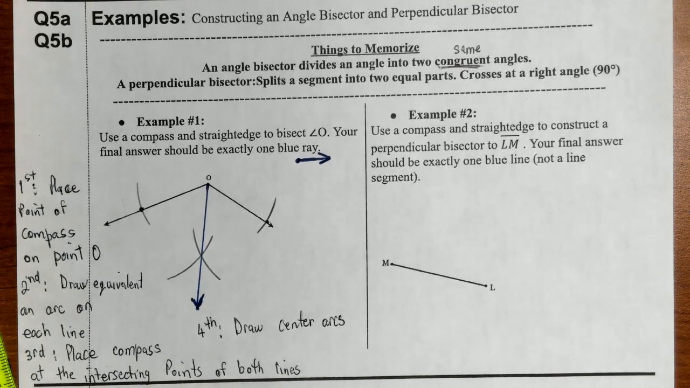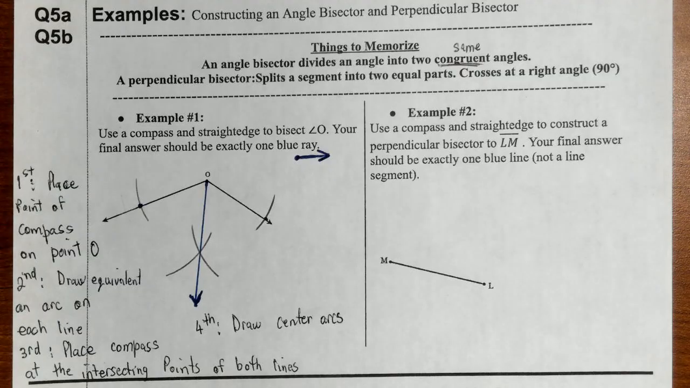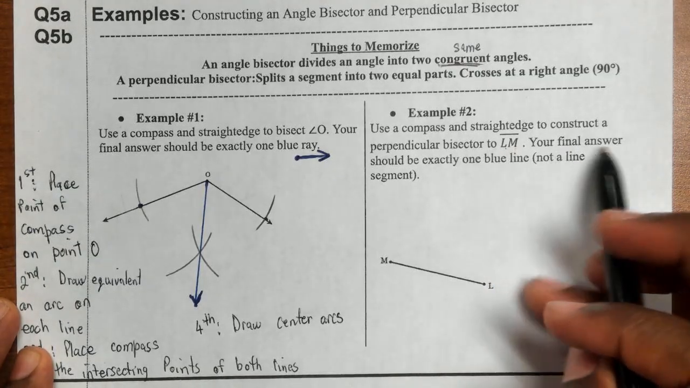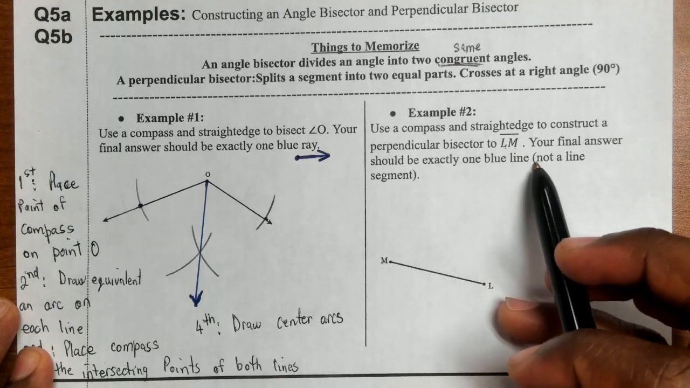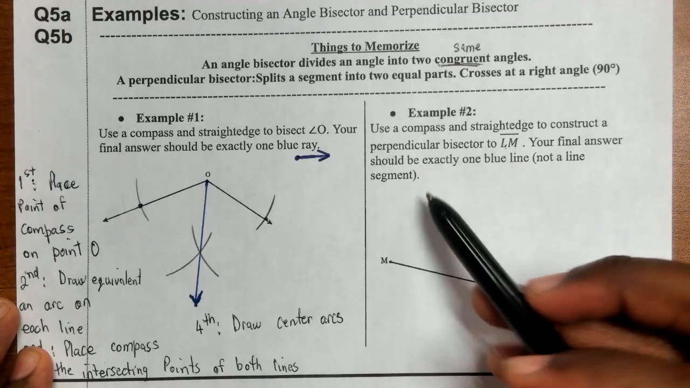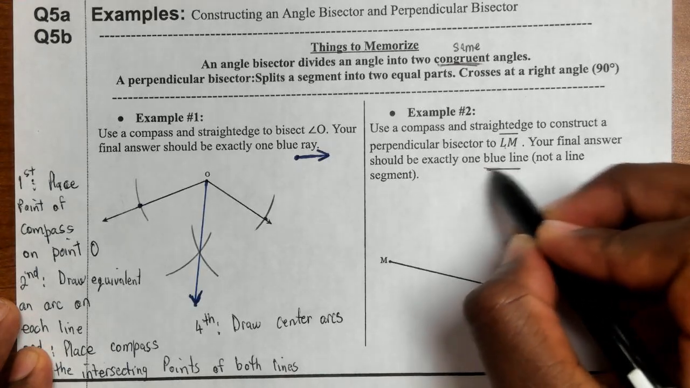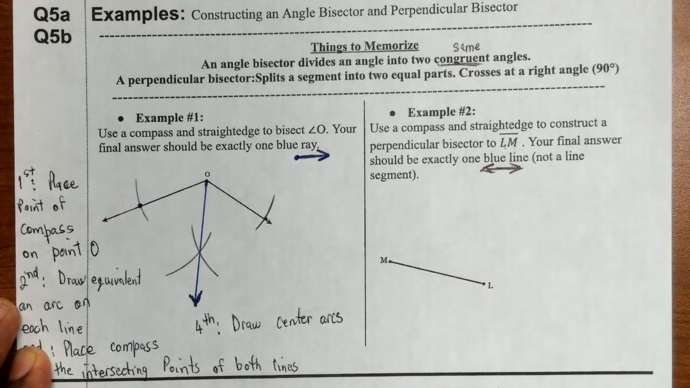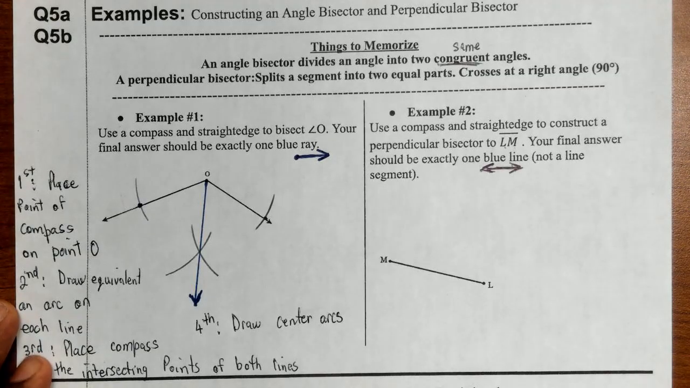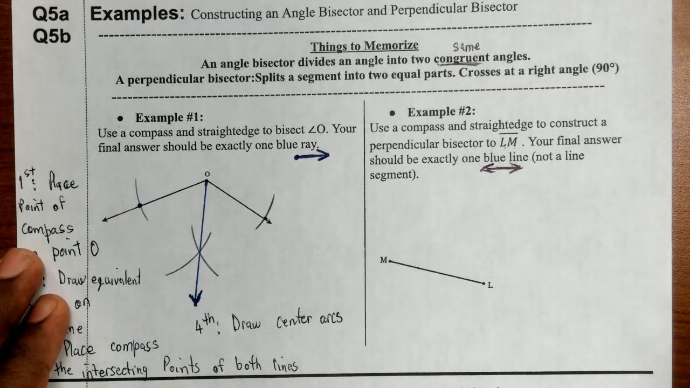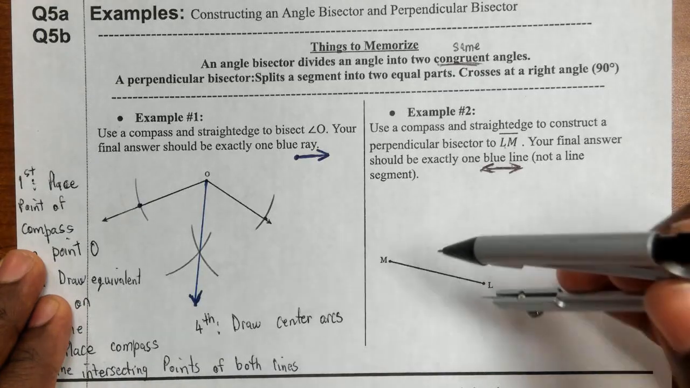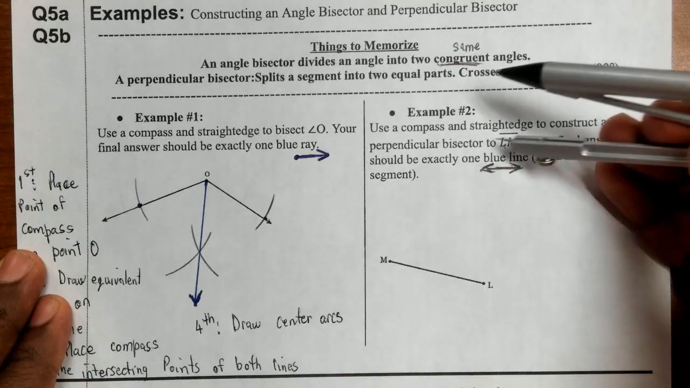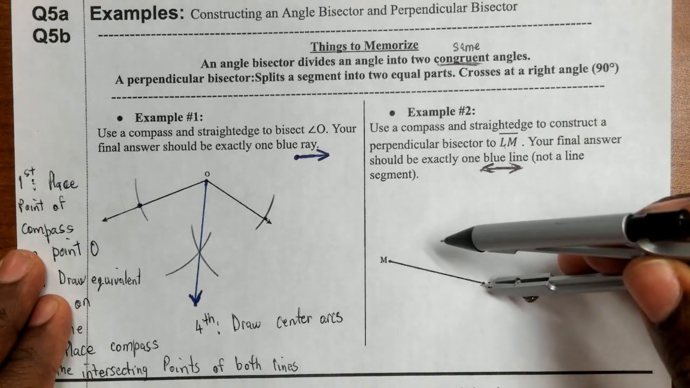So the next question says, use a compass and a straight edge to construct a perpendicular bisector for the line LM. Your final answer should be exactly one blue line, not a line segment. So a line is a line that has an arrow in each direction. When I'm doing this question, this is the first thing I'm going to do: put the point of our compass on any side of our line. I'll start with L because it says LM.